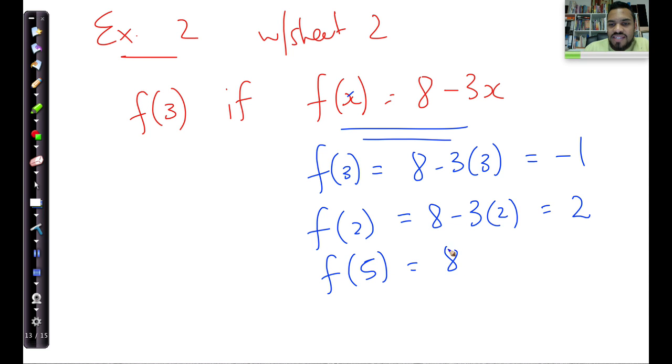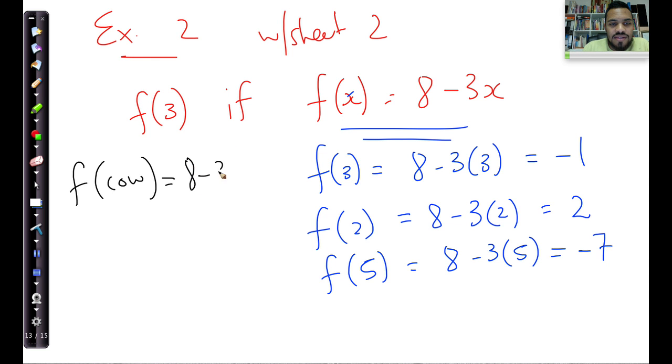What about f of 5? It's going to be 8 minus 3 multiplied by 5. So I think by now you have a clear understanding of what this function notation means if f of x is defined as such. 8 minus 3 times 5, that's 8 minus 15, which is going to give you negative 7. So here's another one, last one for now. What about f of cow? That's just 8 minus 3 multiplied by cow.